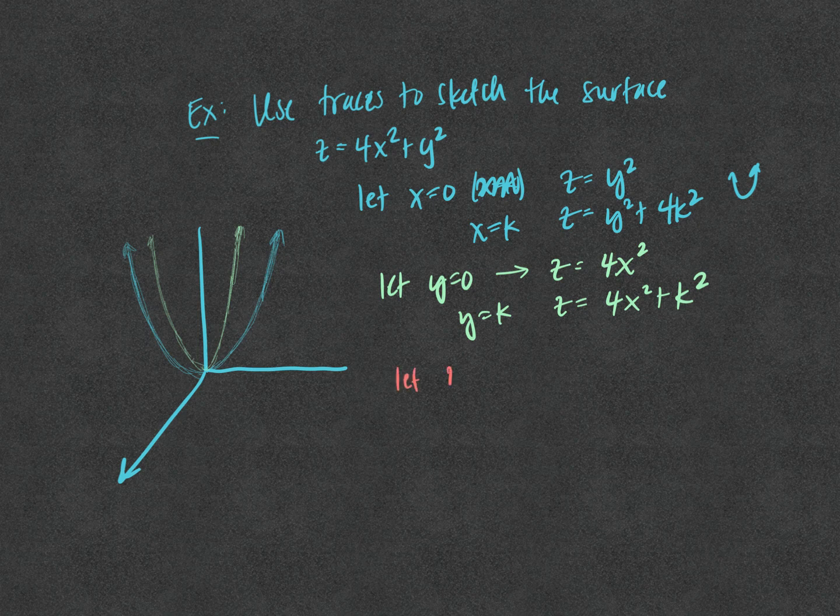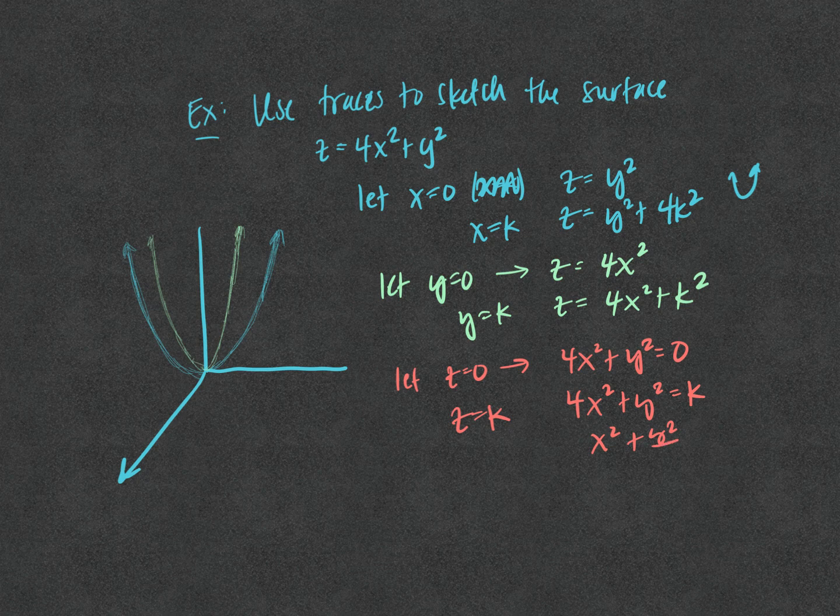All right, so now we're going to let z equal 0. And when z equals 0, we have 4x squared plus y squared equals 0, which is nice and pretty. When z equals k, then 4x squared plus y squared equals k. Now you can see that that's an ellipse. It's an ellipse where if you were to divide by 4, we would say x squared plus y squared over 4 equals 4. So we have an ellipse, and our major axis is 2, and our minor axis is 1.